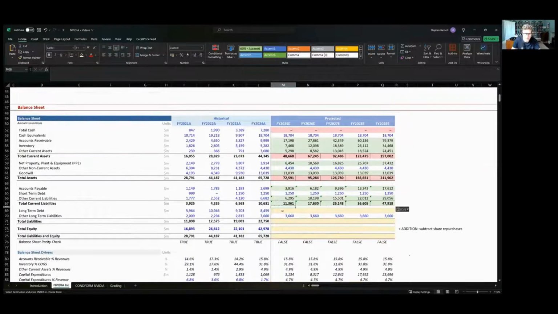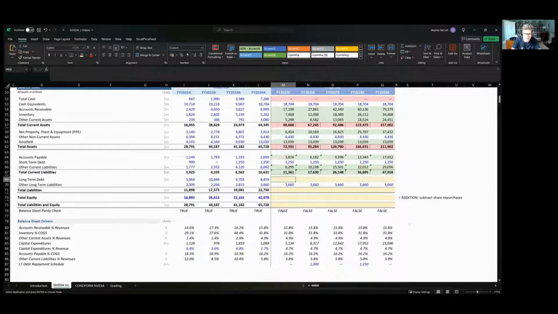Well, long-term debt is the previous year's debt minus any debt repayment. And you can see that there is a debt repayment schedule down at the bottom of the assumptions. There you go. I've given you other long-term liabilities. Again, you don't have to worry too much about that. And then we sum up, including total liabilities, total current liabilities, and we copy across.